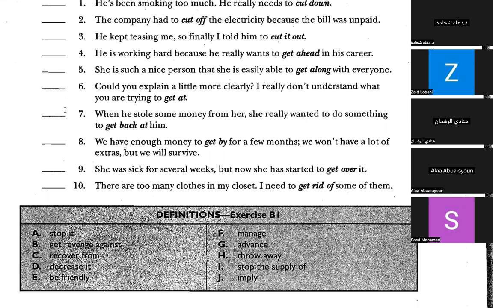To manage, to advance, throw away, stop, imply. Imply, Doctora. Imply. So sometimes people say things. Why do they say them? They say them in an indirect way, because they want to imply something. So when I say, listen, guys, I'm very tired. Since the early morning, I've been doing a lot of work. What does this mean? What am I implying?